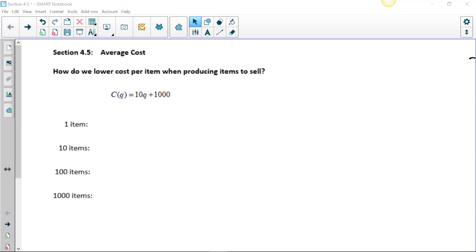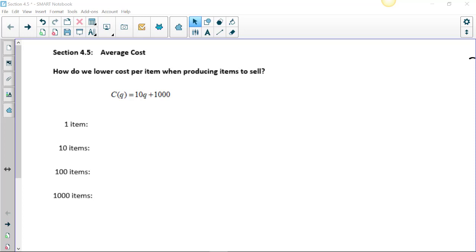In 4.5, we're going to talk about cost, and clearly we don't want to maximize our cost. But if we talk about minimizing our total cost, it seems kind of ridiculous, because to minimize total cost would be to not produce anything. So what we really want to look at is how do we minimize our cost per item? How many items should we make to sell, and we want them to be the lowest cost per item.